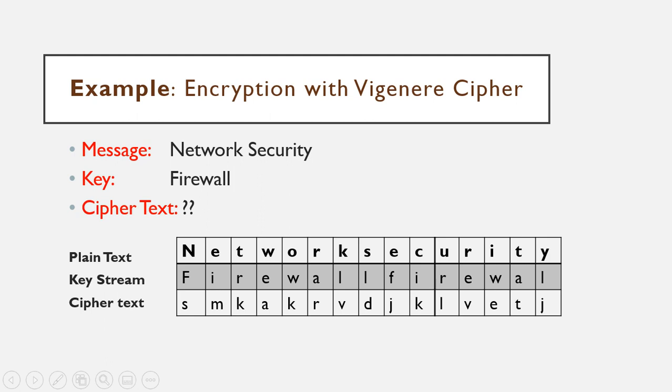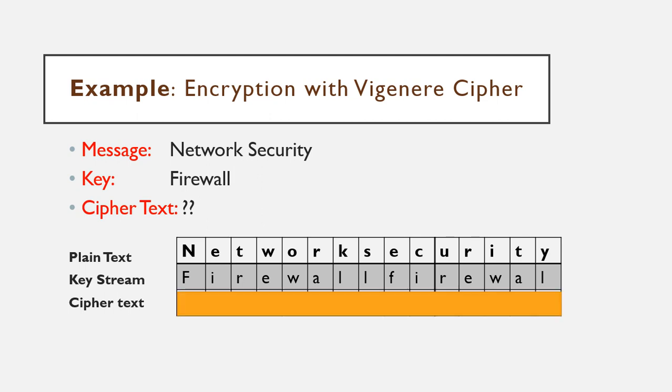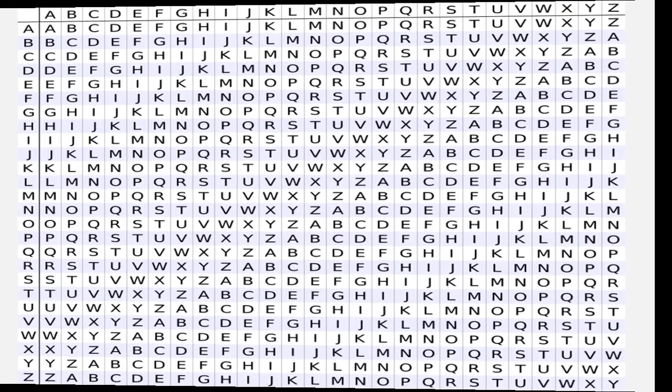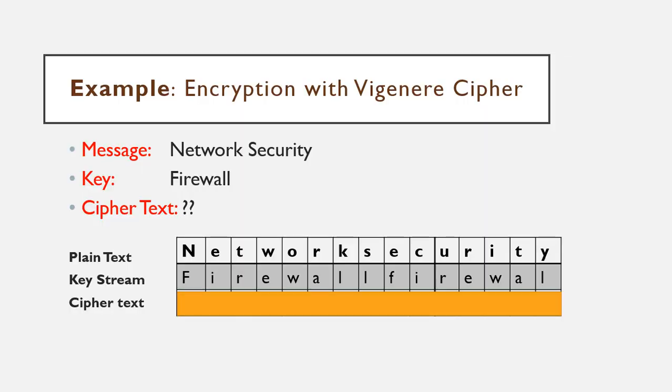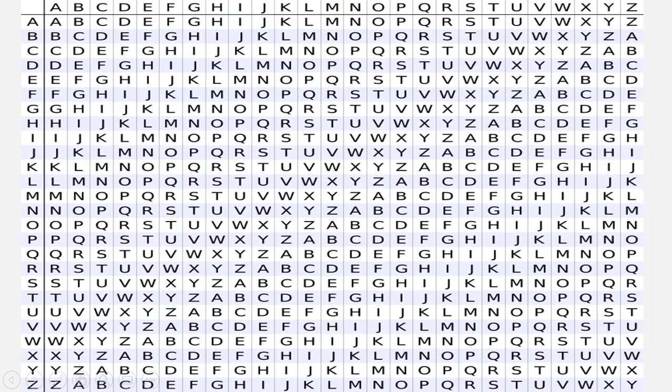So here is the ciphertext. So how to get this ciphertext while we are only having the plain text and the key stream? In order to generate the ciphertext, we have to refer to this table. How? First, this is the n character, it has to be converted. So in plain text we have n, and in key stream we have f. So go to the table.